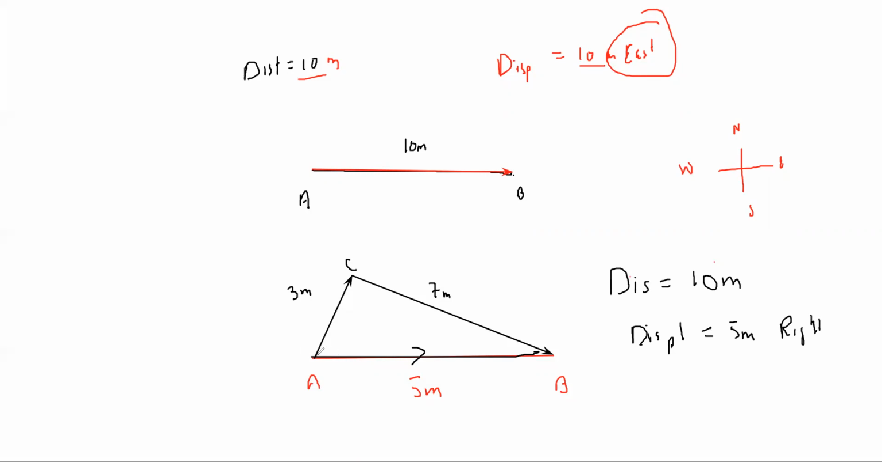Because first the object moved 3 meters and then the object moves 7 meters. So what is the distance? It will be 3 plus 7. So 3 plus 7, what does it make? It makes 10. But the shortest distance between A and B is equal to 5. So if the question is what is the displacement, in this example, the displacement is equal to 5.